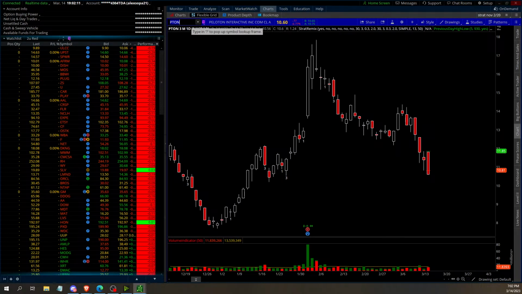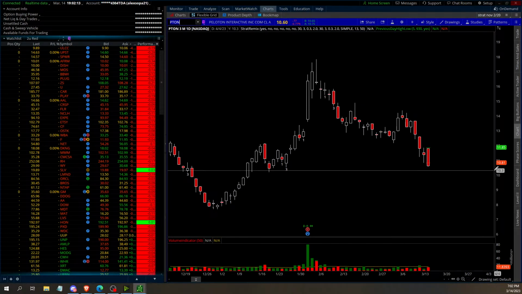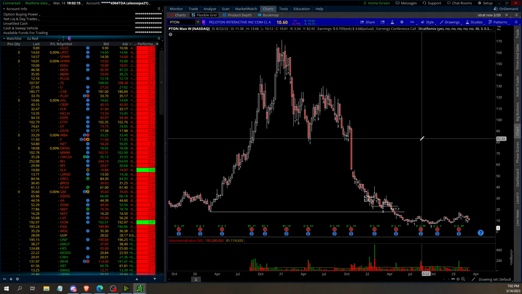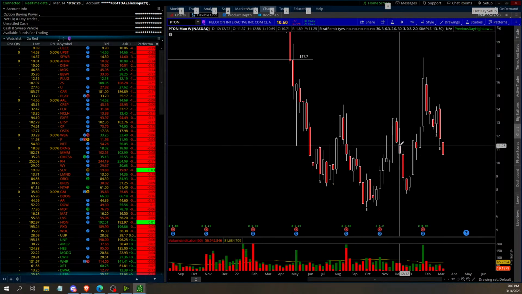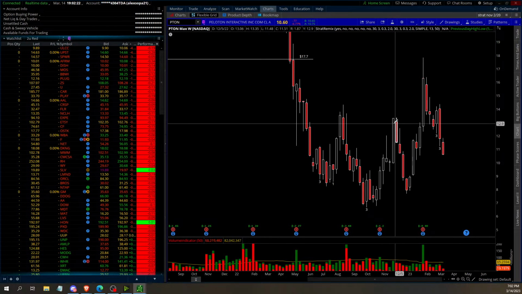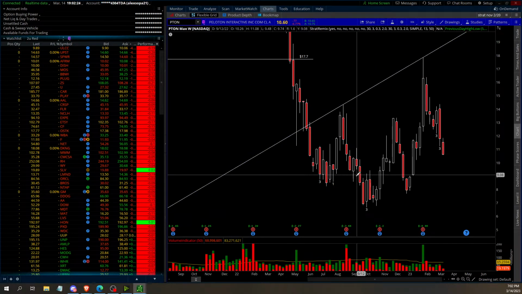Oh my God, did I close my Piton shorts? I did. Oh, I just noticed that. That's really sad. That's really friggin' sad. I shorted it on Friday last week and I closed them. But speaking of Piton, that one sold yesterday, went continuation.